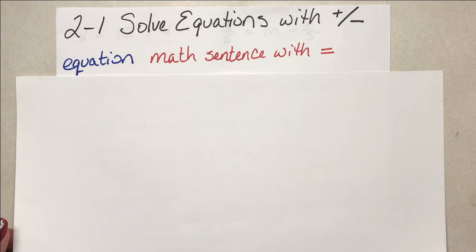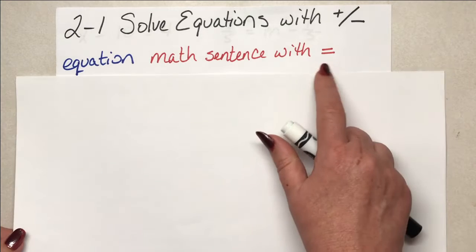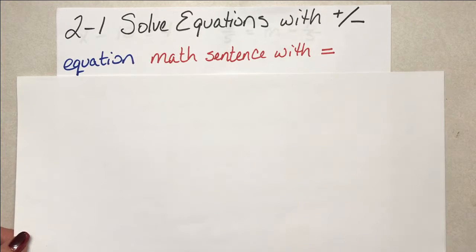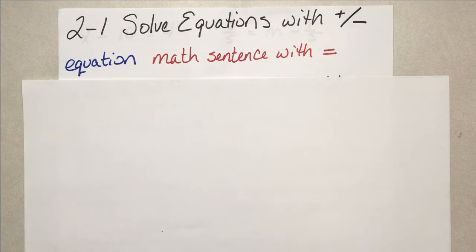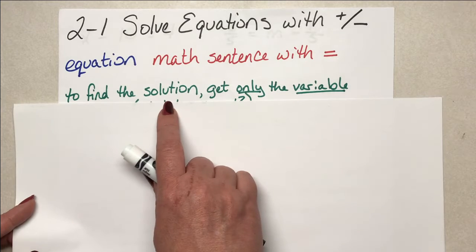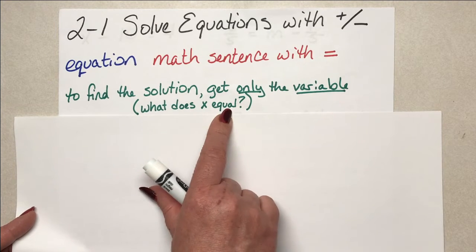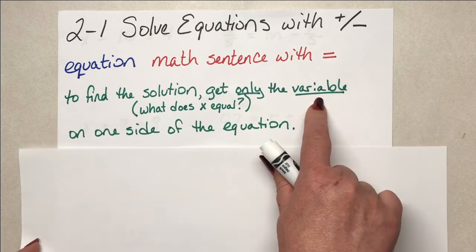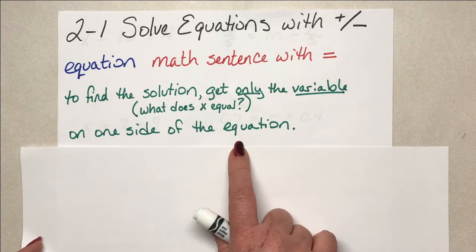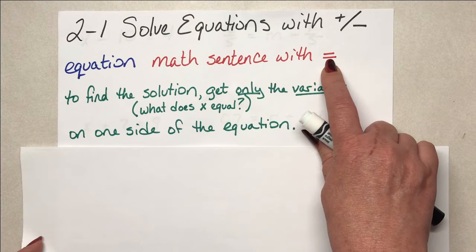An equation is a math sentence with an equal sign. If it doesn't have an equal sign, it's not an equation. It's just a numerical expression. To find the solution of the equation, which means what does x equal, you have to get only the variable on one side of the equation, on one side of the equal sign.